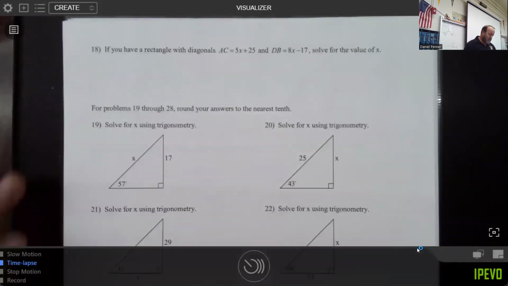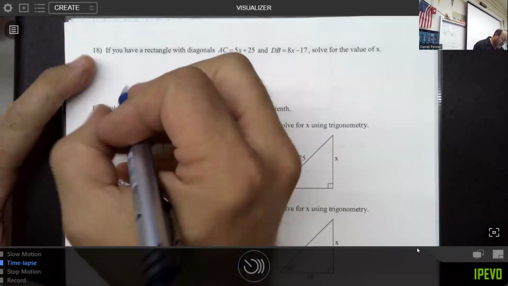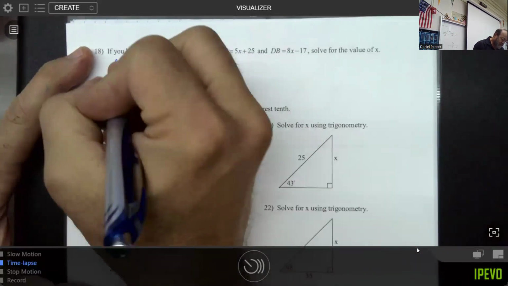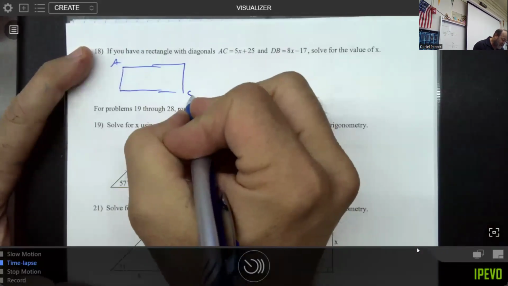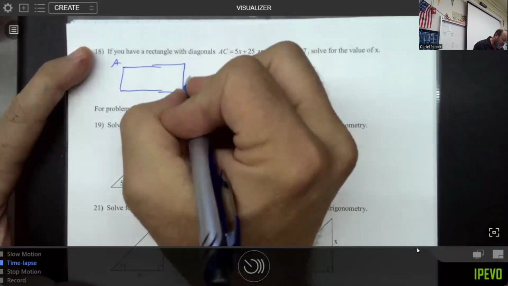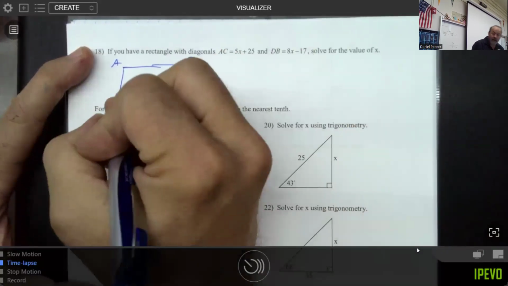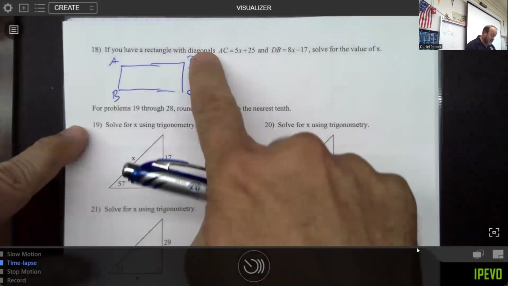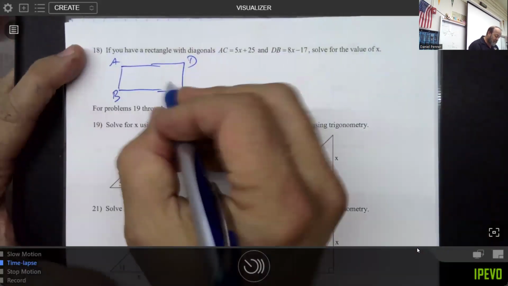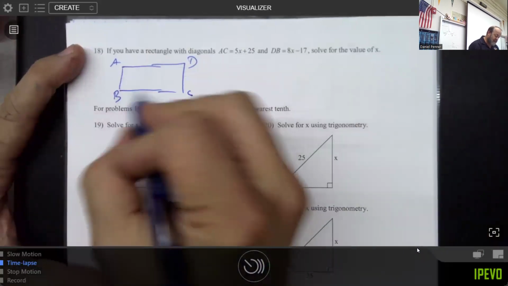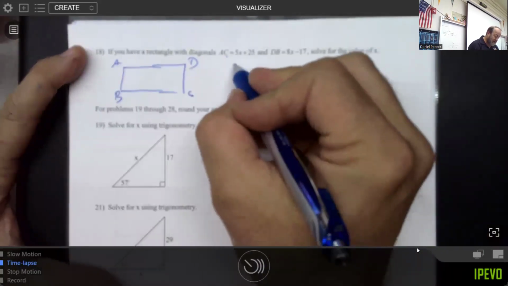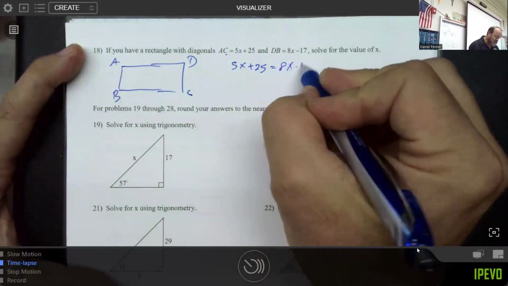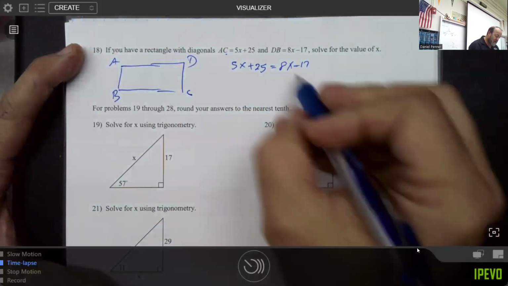So we have a rectangle here, and one thing it says is that this is a rectangle that has two diagonals. One of them is AC, and the other one is DB. It doesn't really matter what order you put those in, other than A and C have to be opposite, as do D and B. But the thing to remember is that if those are the diagonals, the two diagonals of any rectangle have to be the same as each other. They have to be congruent.